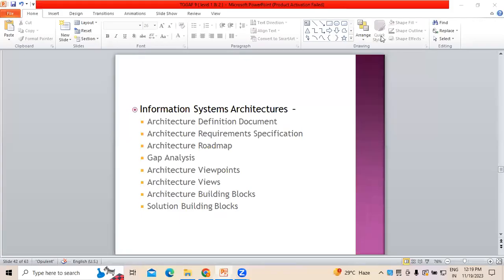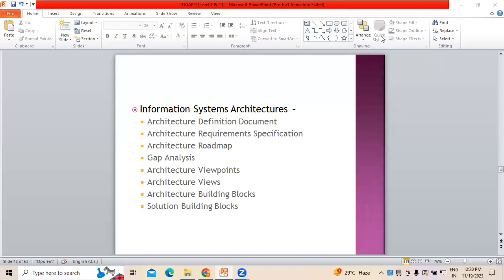Hi. In today's video, we are going to discuss information systems architecture as part of TOGAF architecture principles. As we all know, TOGAF is The Open Group Architecture Framework, which majorly focuses on understanding enterprise architecture at the organization level.